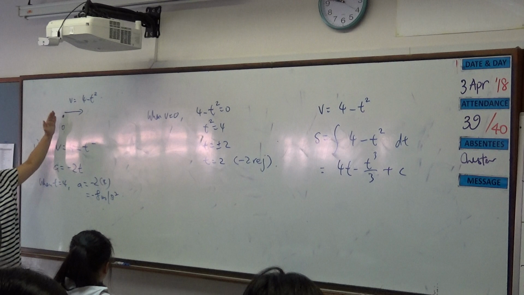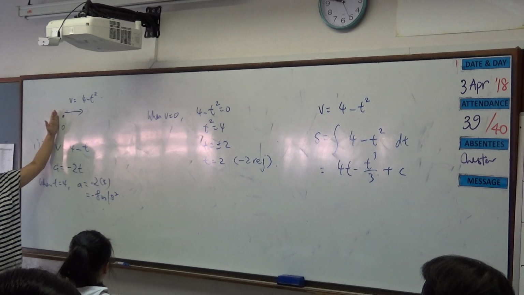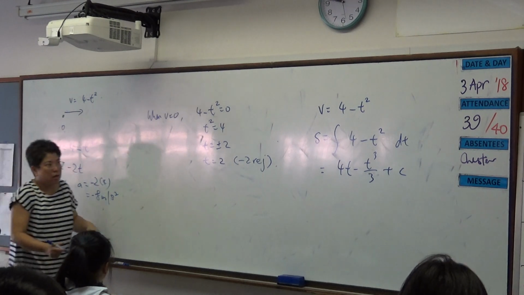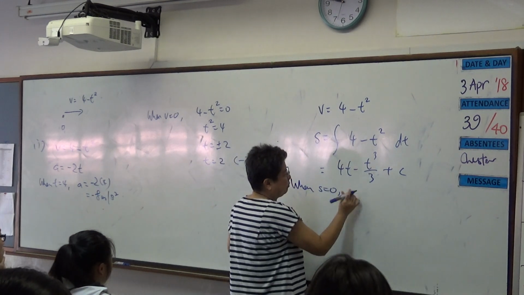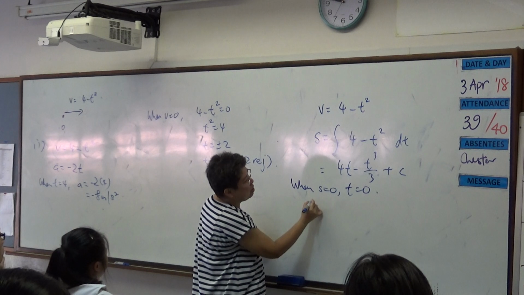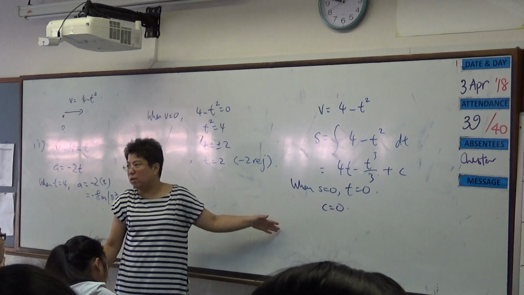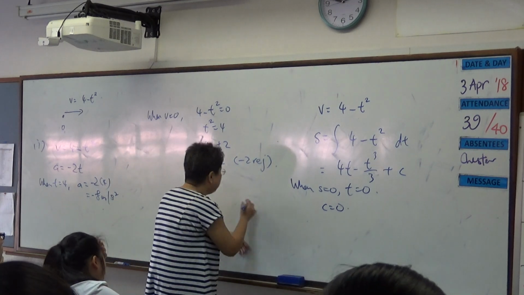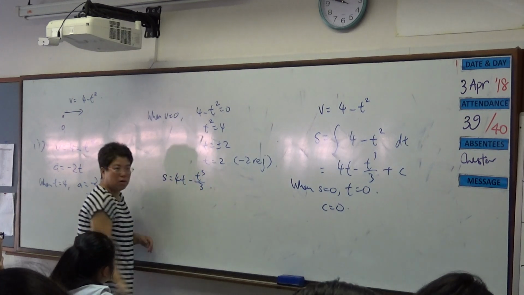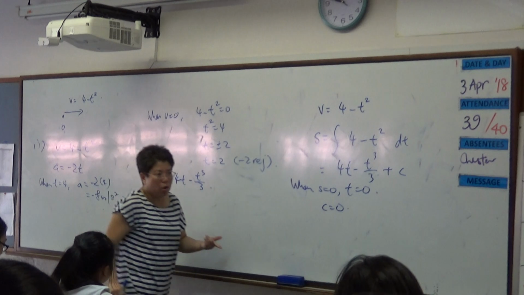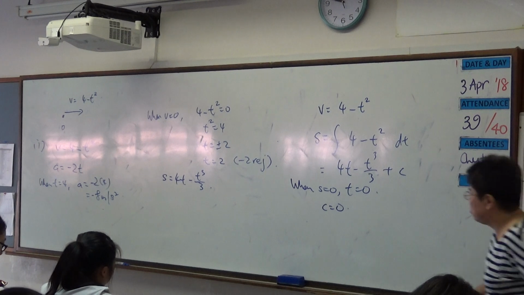What I'm saying is that for this particular question, time starts from the point. So when t is 0, s is 0, correct? The aim is to find c first. So do you agree that when s is 0, t is 0? So you sub in, c is also 0. You cannot assume, you must sub in for me to see, understand? So c is 0. So they say when t equals 2, right?